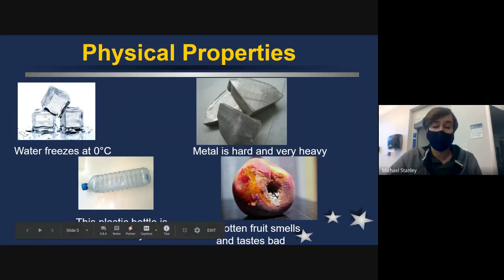And then another final good example over here, this piece of fruit is very rotten. If you smelled it, it would have a really gross, probably sticky sweet smell.